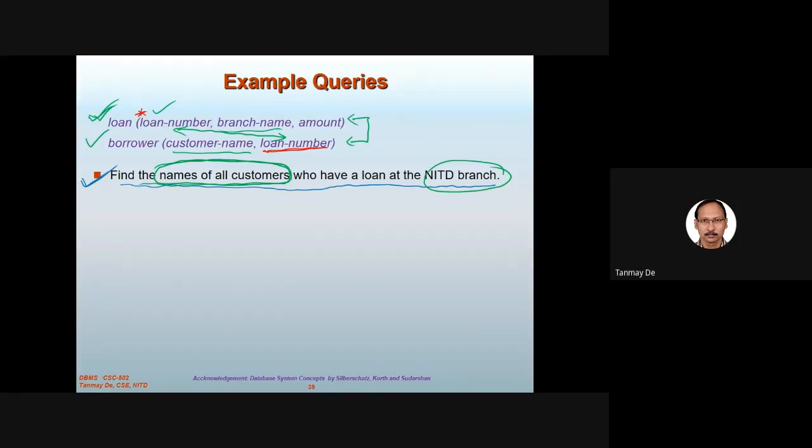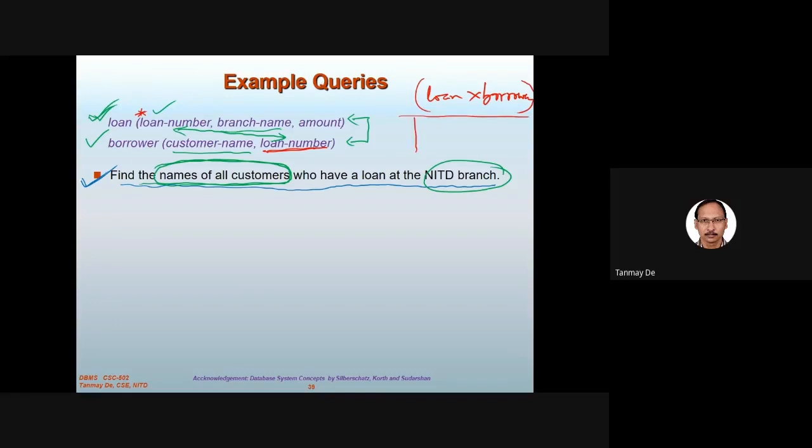Okay, so now the question is how we can write that. It is better to perform the loan Cartesian product with borrower. That is, this gives us a combination of the tuples from both relations. Okay, and you can see here in both the relations, so what is the outcome? The outcome is a relation.